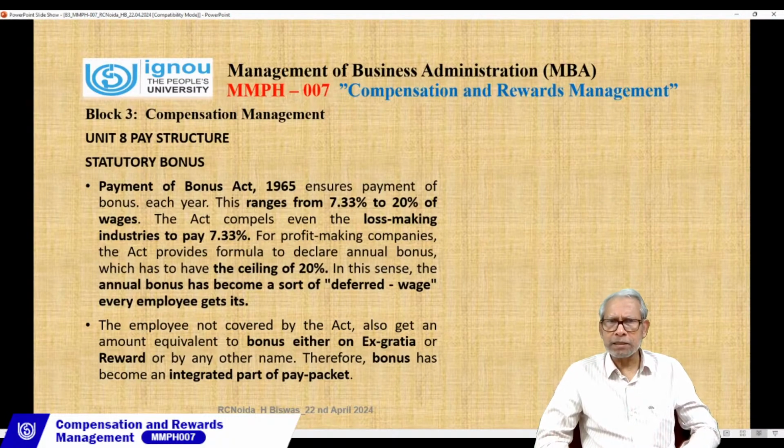But in most cases 8.33% is given, with 1% extra. And for profitable companies maybe 10%, 15%, but the maximum limit is 20%. So the ceiling is 20%.